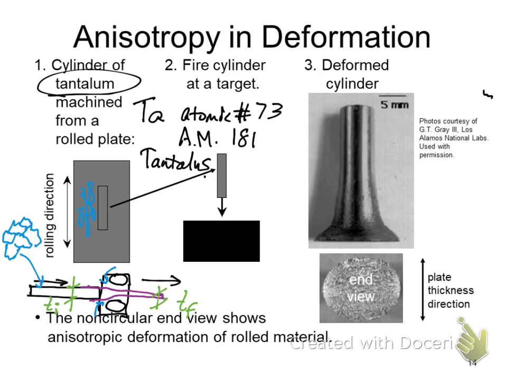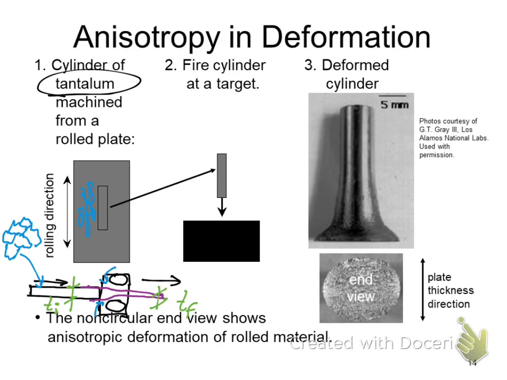I'm going to go ahead and erase some of this so that we can have a clean slate to work on here. Okay, so we fire this cylinder from this orientation. These crystals are still in this direction, and the end result, we get a deformed cylinder that looks like this picture over here on the right. Interestingly, the dimensions of this cylinder are not the same in multiple directions because the material has behaved differently. These two different diameters are different. Instead of getting a circular cross section, we now have an oval. Okay, the plate thickness direction is indicated here.